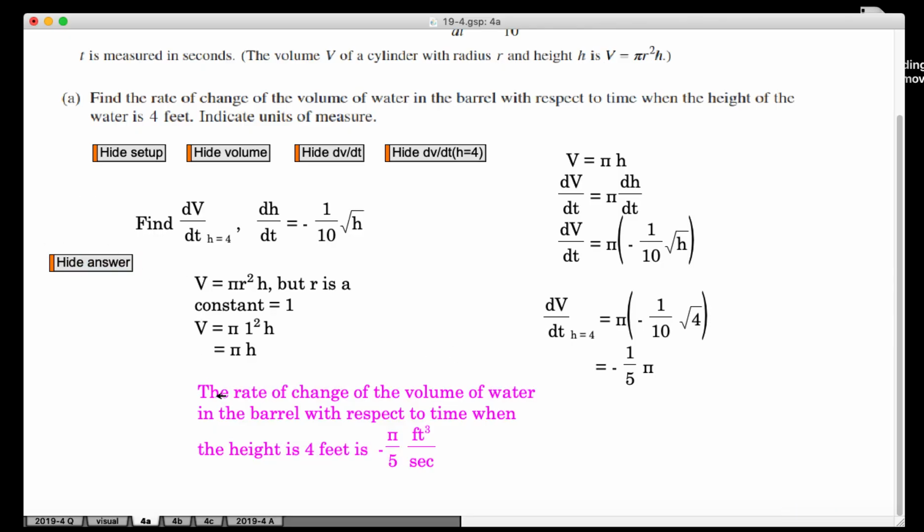Now when you answer the question, the rate of change of the volume of water in the barrel with respect to time when the height is 4 feet, you got to include the 4 feet, because this is not the rate of change all the time. That's only the rate of change when the height is 4 feet, and it is going to be minus, which means the volume is going down at that rate, and it's feet cubed per second.